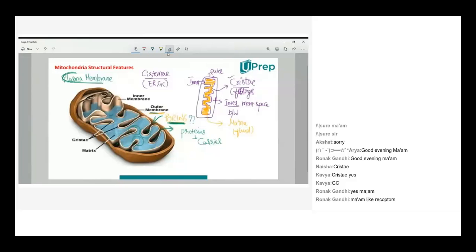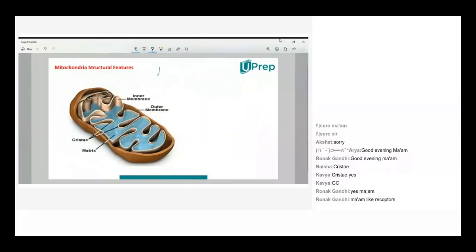Okay. So this is about the structural aspect of mitochondria. Then if you take the other parts of mitochondria, inside the matrix you will have two very important components. One is ribosomes, the other one is DNA. In the last class, I just gave the abbreviation of DNA. What is DNA? Deoxyribose nucleic acid. Yes, deoxyribose nucleic acids.